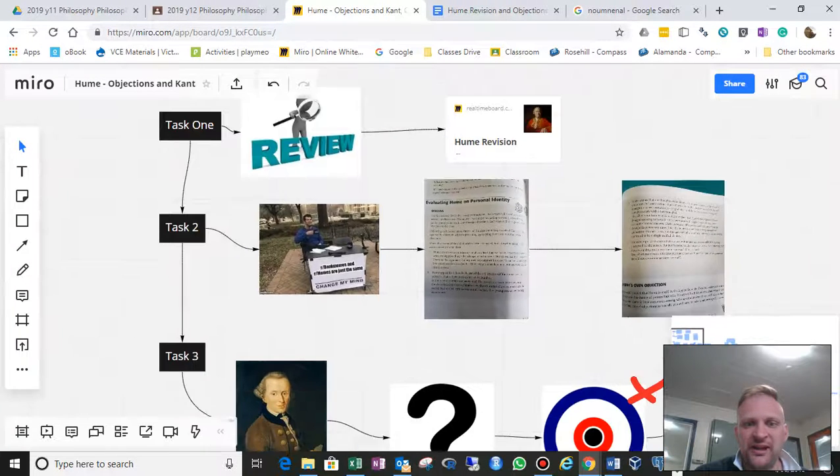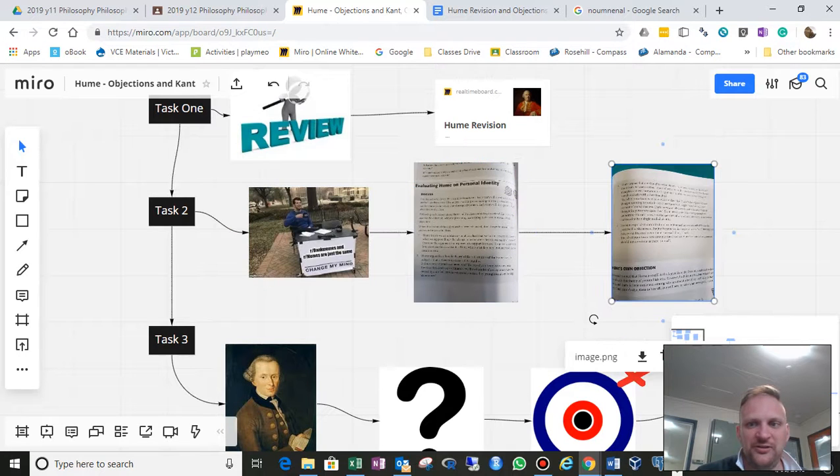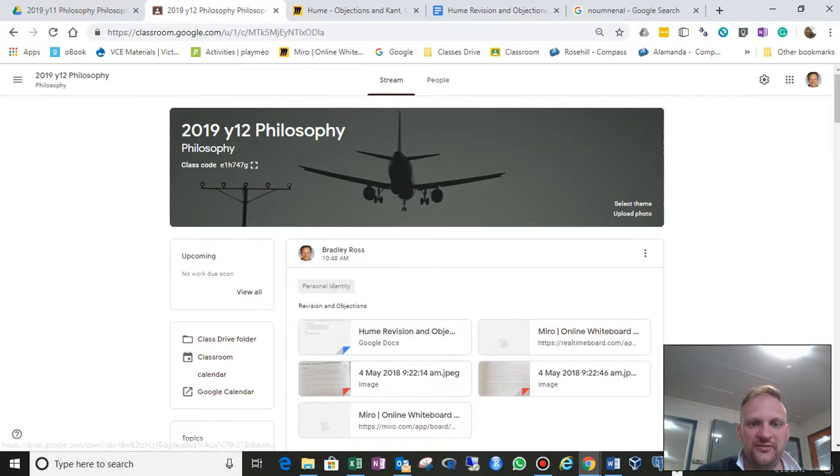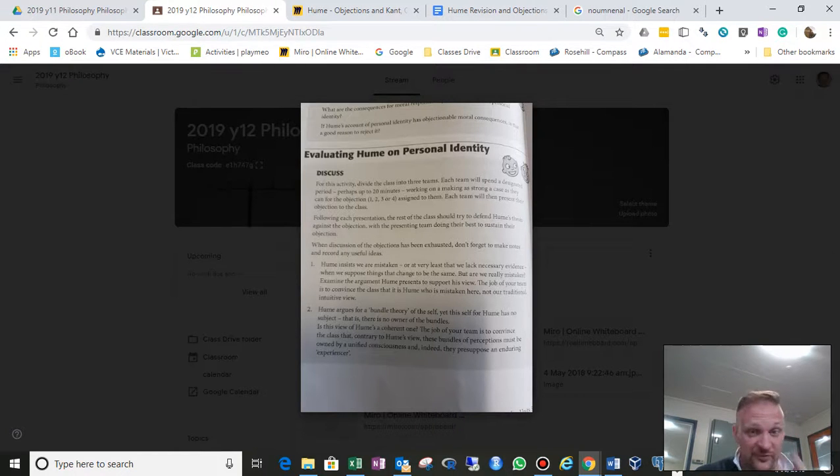Alright, so the second task is to change my mind, or change Hume's mind. So I've got two images here, 1, 2, and these images again are lifted straight from this section. And they outline tasks from the textbook. You've all bought the textbook, so I prefer you to look at page 168 and 169, then read it from here. You've paid for the textbook, so use it.